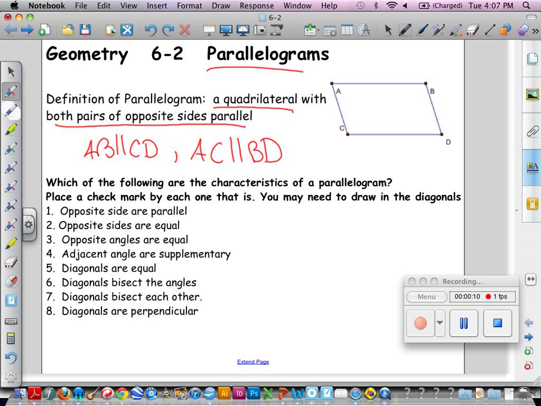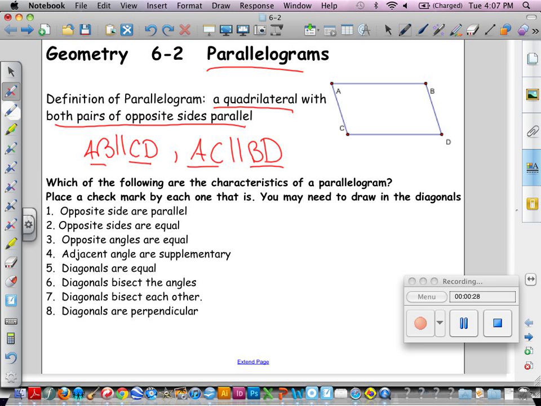The definition of a parallelogram reads, a quadrilateral with both pairs of opposite sides parallel. AB is parallel to CD. AC is parallel to BD.